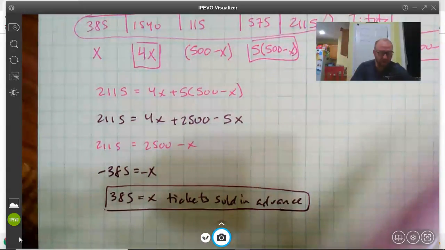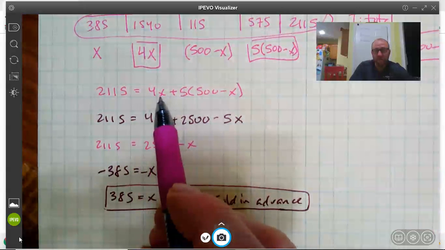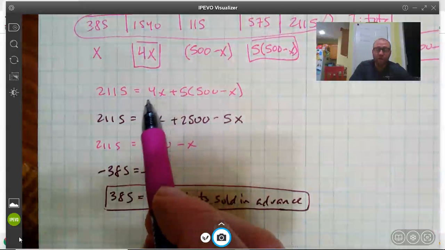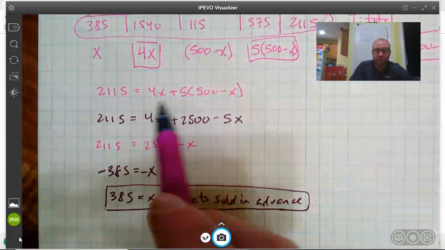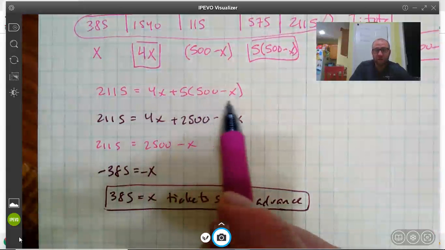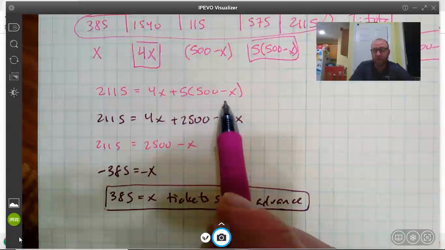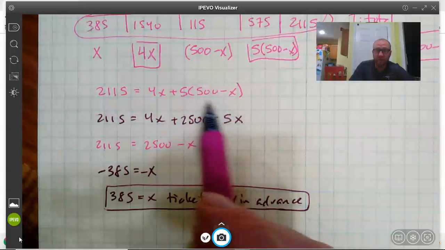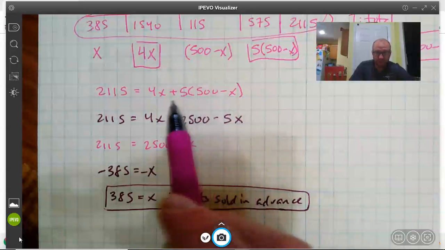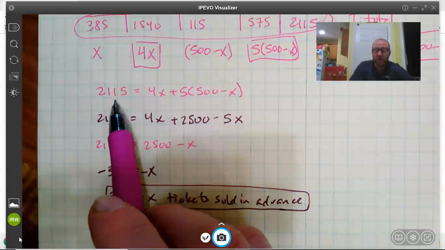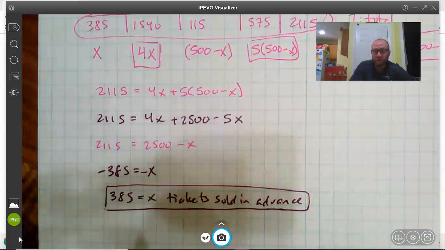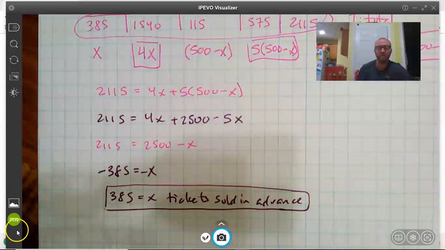And again, all you're doing is setting up and thinking, well, this is X's advance tickets. Well, 4 times X will be revenue from advance tickets. And then 500 minus X is the at-the-door tickets, because it's the remaining tickets, 500 minus whatever you took out in advance, times $5 each, add them together to get a total, then replace the total with any number I'm trying to find out about, and I can figure out how many advance tickets were sold. Alrighty, and that is the advance tickets problem.